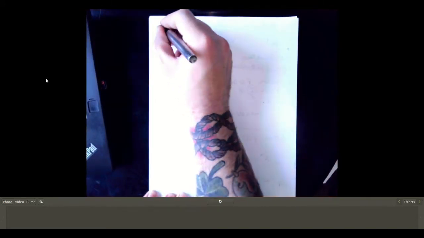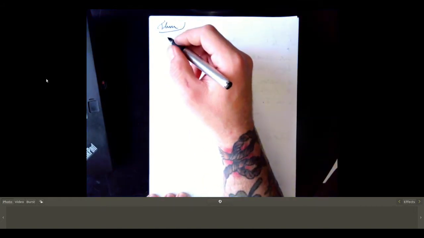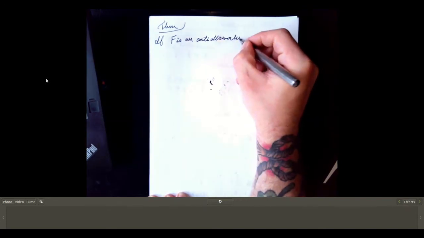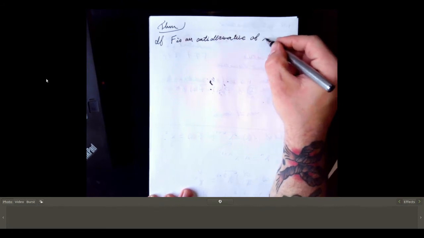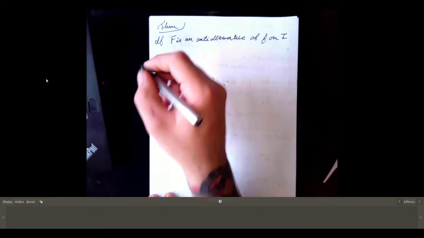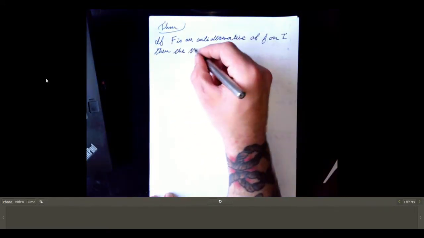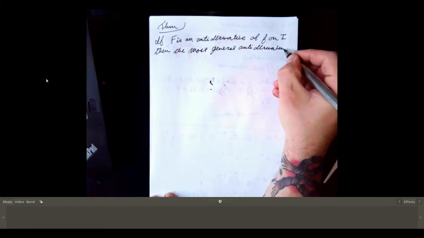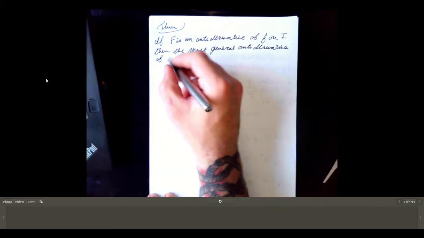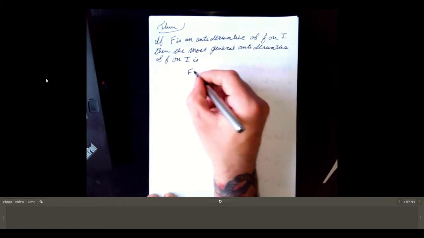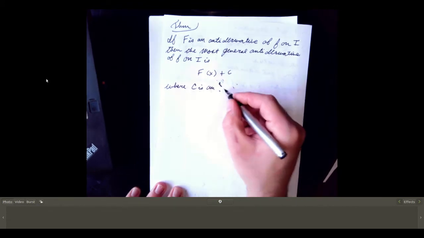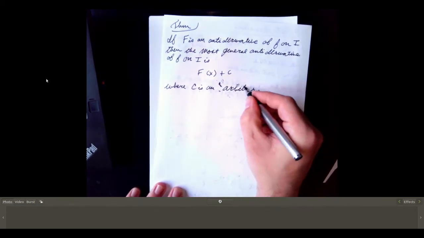So what I just said can be formalized into a theorem. If capital F is an antiderivative of lowercase f on I, then the most general antiderivative of f on I is capital F of x plus some constant, where C is an arbitrary constant.